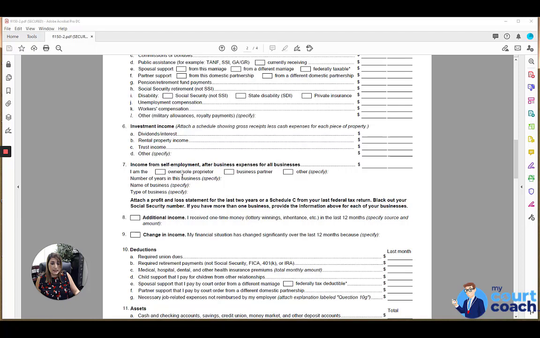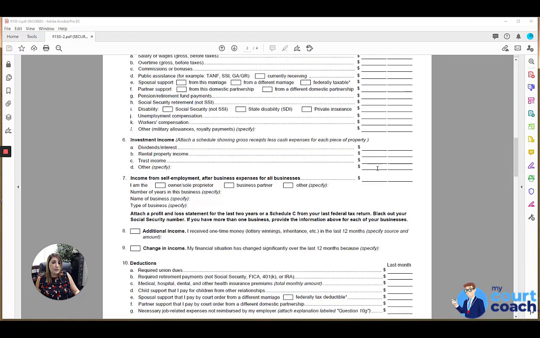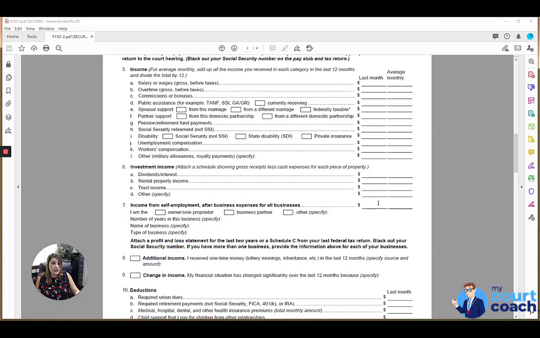And then income from self-employment, and I did touch base on that on page 1. If you have income from self-employment, do your best to list your last month. Obviously, self-employment income often varies. We're more focused on the average monthly. You do need to attach a profit and loss statement for the last 2 years or a Schedule C from your last federal tax return. This serves in place of pay stubs, since you probably do not have pay stubs.